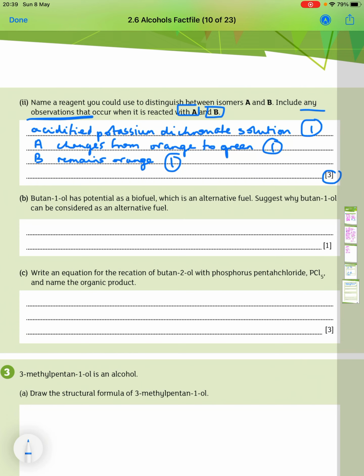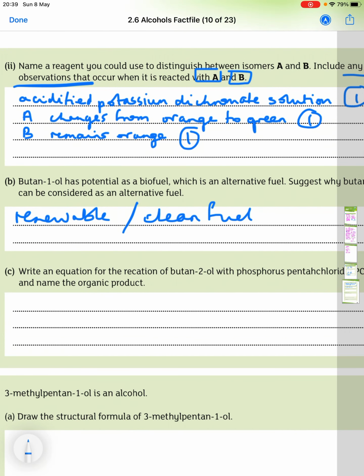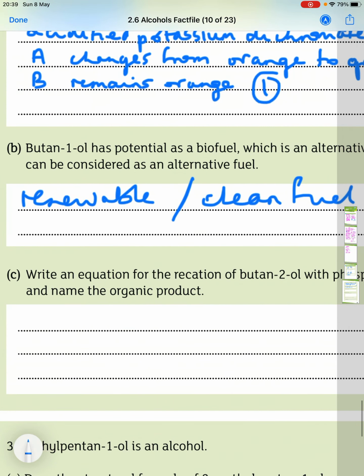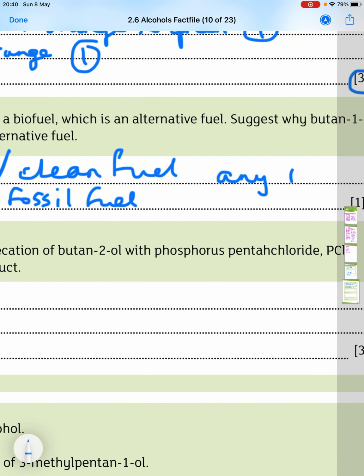Right, part B. Butan-1-ol has potential as a biofuel, which is an alternative fuel. Suggest why butan-1-ol can be considered as an alternative fuel. Anything sensible here, really. I suppose because it's renewable. Because it's a clean fuel. Or you could say it's instead of a fossil fuel. You don't want to say alternative because it's the same word again. And that would be any one of those.